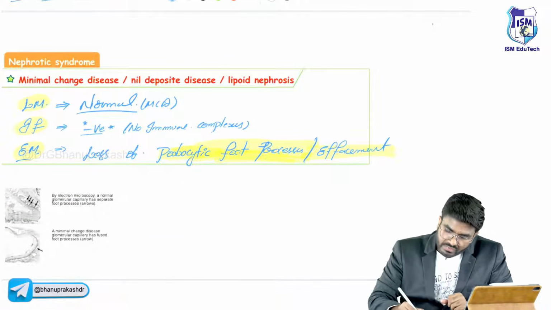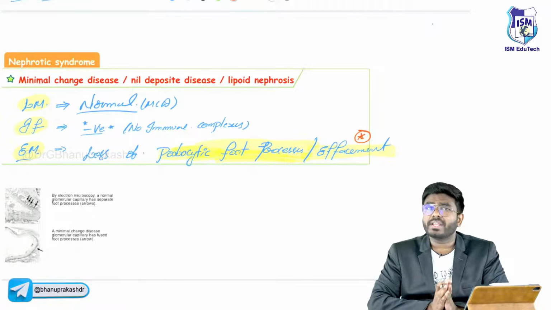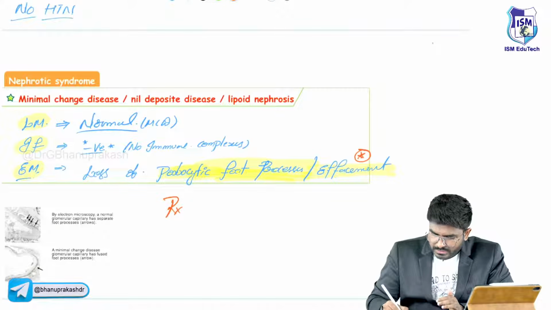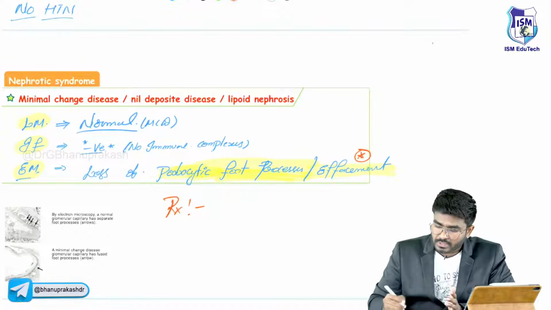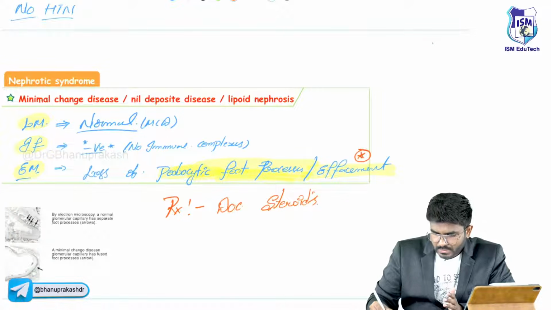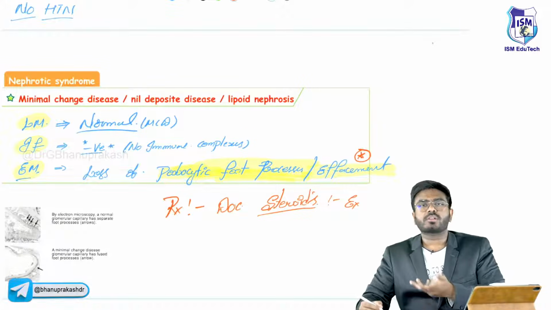So, loss of podocytic foot processes is what is seen. Next, what is the treatment in this condition? This small boy has all these problems, proteinuria, periorbital edema. How to treat this condition? The drug of choice is steroids. Steroids show excellent prognosis. If you use steroids, the prognosis is going to be excellent.